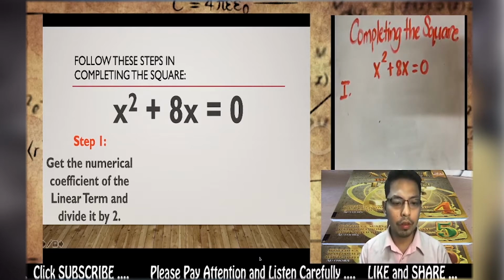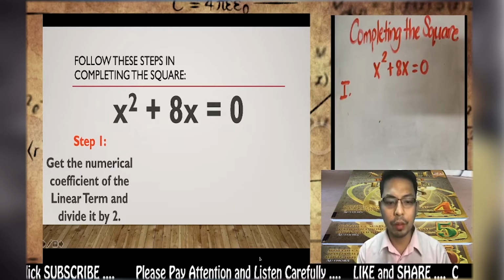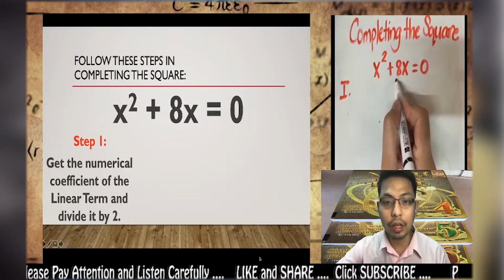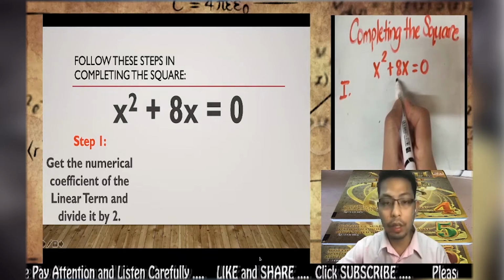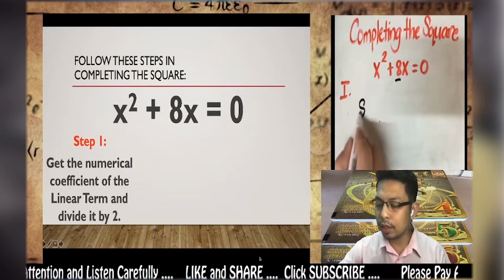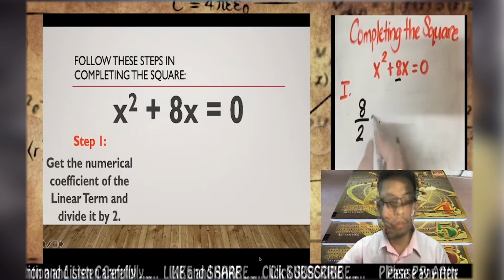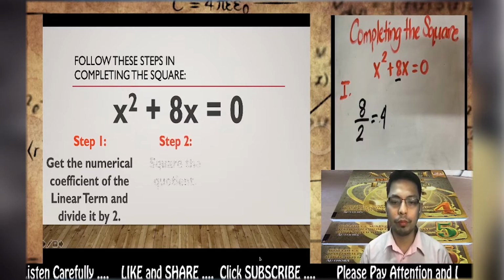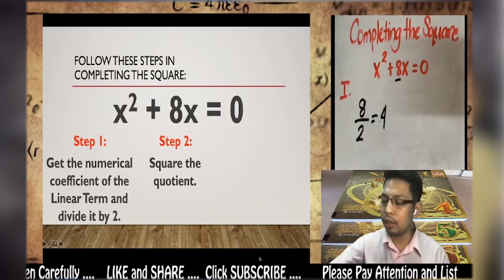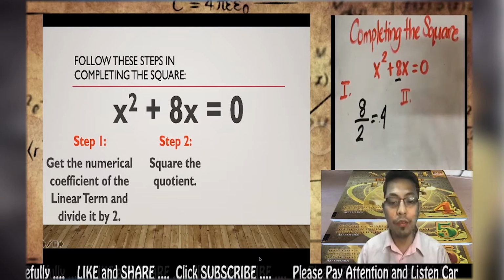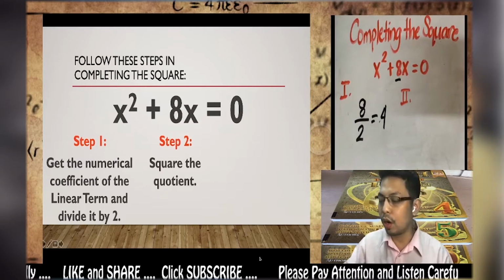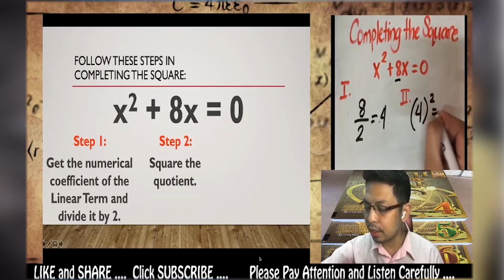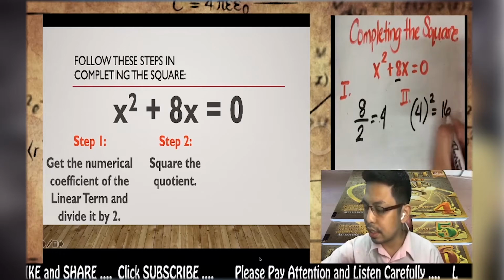Step 1. Get the numerical coefficient of the linear term and divide it by 2. We have the linear term of 8x. Get the numerical coefficient of the linear term, which is 8. So 8 divided by 2 is equal to 4. Step 2. Square the quotient. Our quotient is 4. We have to square 4. That means 4 squared is 16.